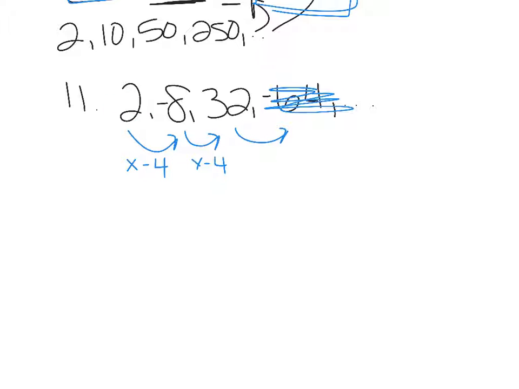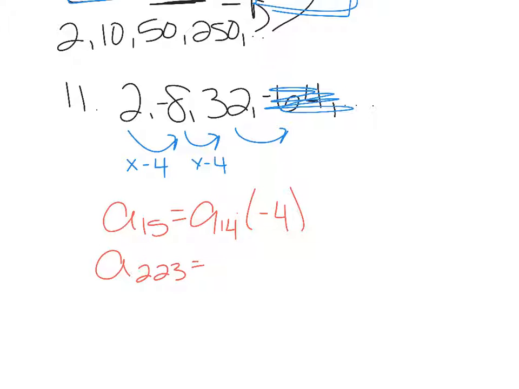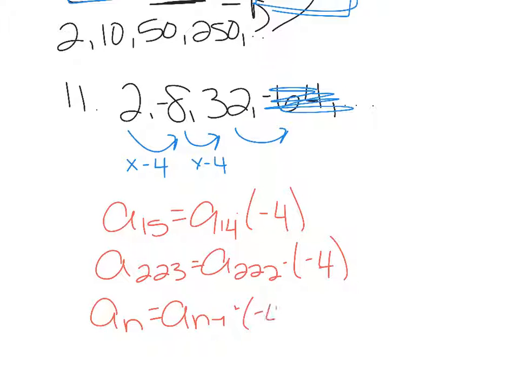So once again, we'll kind of step this one out a little bit. If I want to know, let's say, the 15th term, I would need to know the 14th term, and I'd multiply by negative 4. If I want to know the 223rd term, I'd have to know the 222nd term, and then I could multiply by negative 4. So if I want to know the nth term, I have to know the value of the term right before it. And once I do, I'd multiply by negative 4.